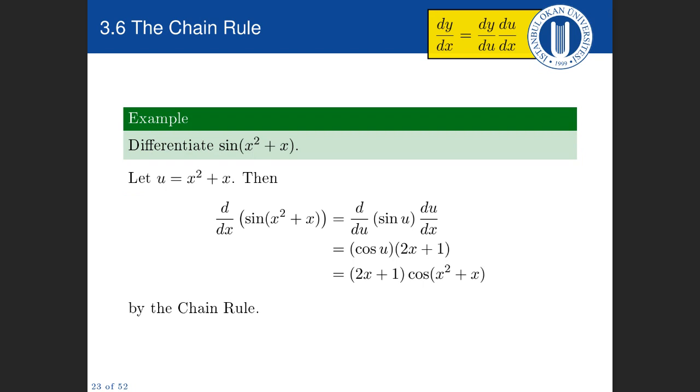Then we can use the chain rule, because the derivative of sine of x squared plus x, where y is the same as sine of x squared plus x, is d/du of sine u multiplied by du/dx. Derivative of sine is cos. The derivative of x squared plus x is 2x plus 1. I don't want a u in my final answer, I only want x's, so the final answer is (2x plus 1) cos(x squared plus x).